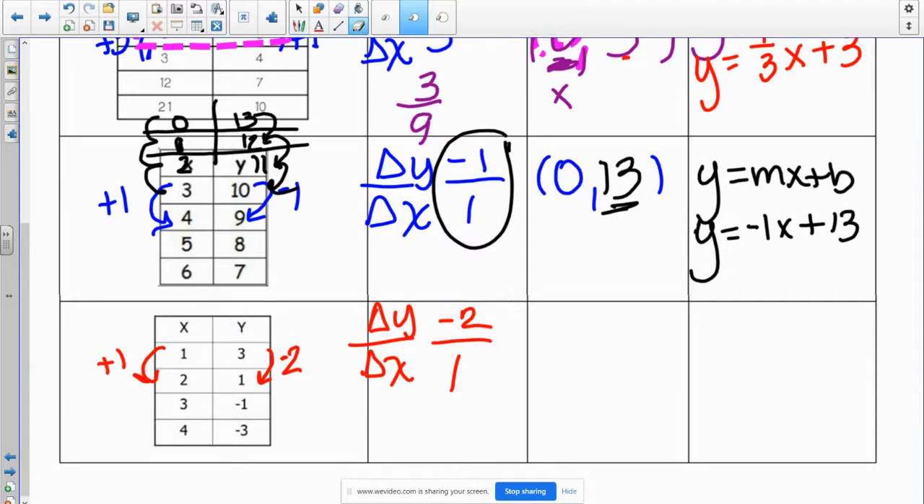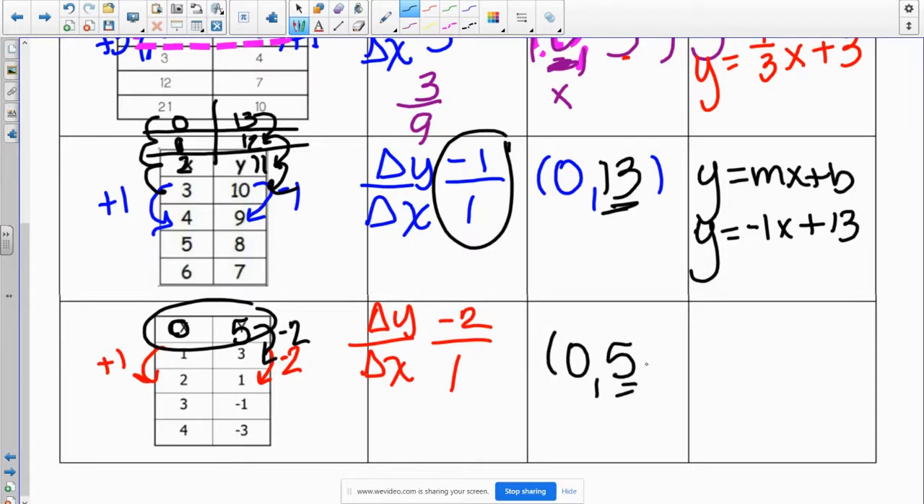Unfortunately, notice that we don't have a 0 in our x, so we have to work at it. The good news is we don't have to work very hard, because if you think about this, if this is going up by 1, if I work backwards, we're already at 0. And if the y values are decreasing by 2, if I work it backwards, that means I'm going to add 2, which makes this 5. Check my math. 5 to 3 is a -2 change, so there's my y-intercept. So 0, 5 is my y-intercept.